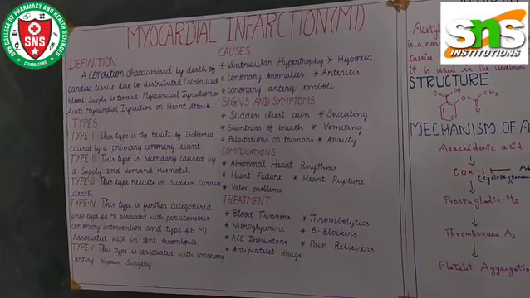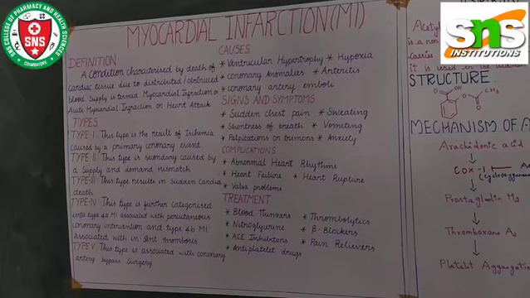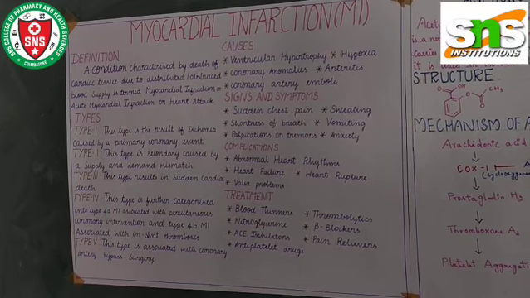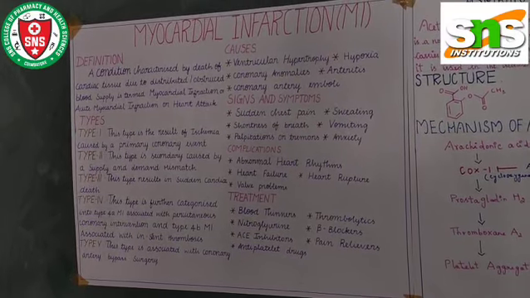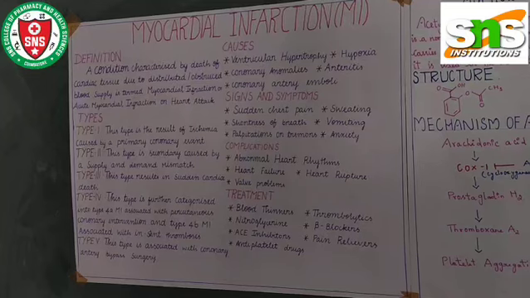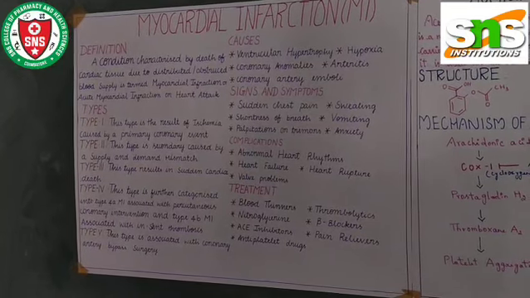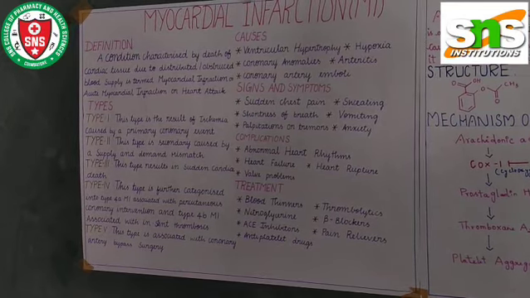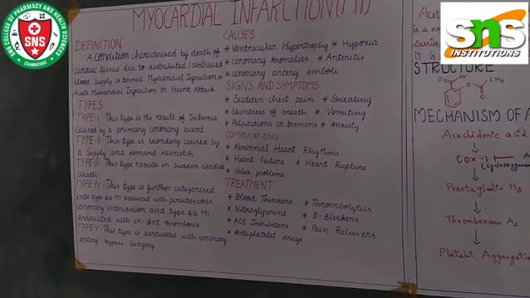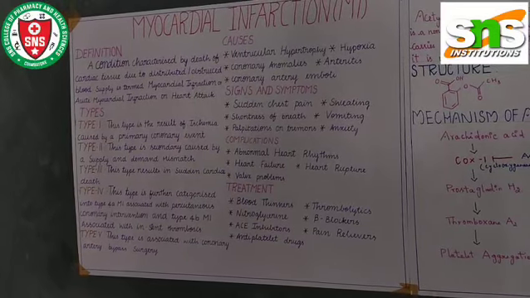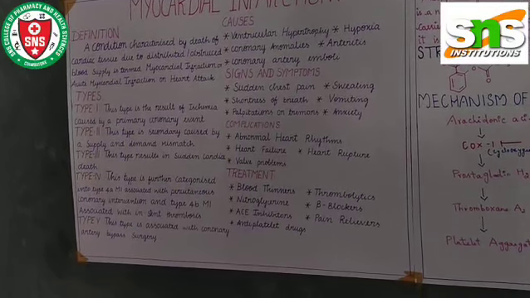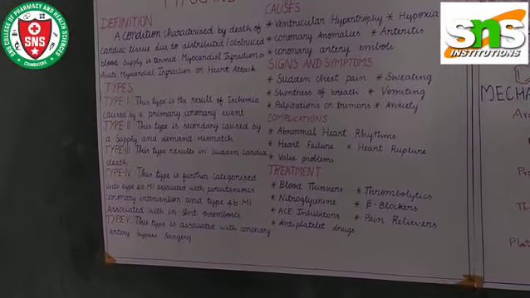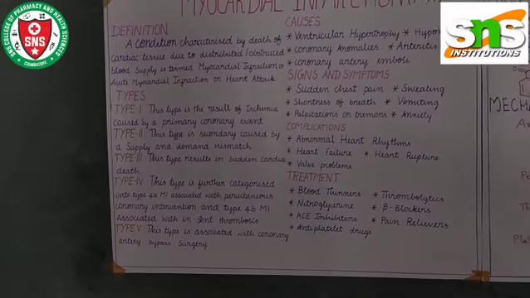There are five types of this myocardial infarction. The first one, type 1, is the result of ischemia caused by a primary coronary event. So the blood supply will be affected and there will be oxygen demand. Then type 2 is a secondary one caused by supply and demand mismatch. The supply will be less and the demand will be more, so that mismatch results in type 2 myocardial infarction.